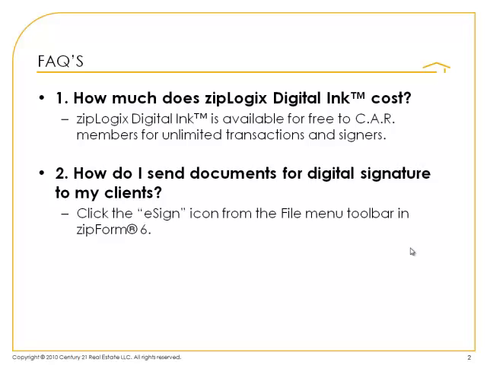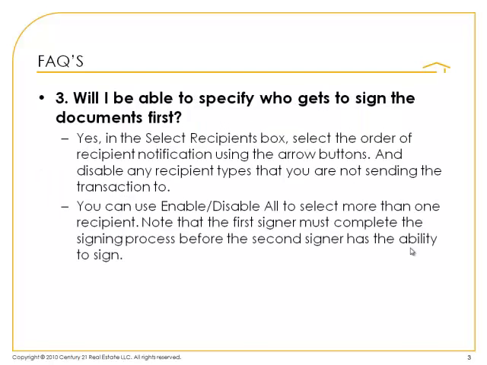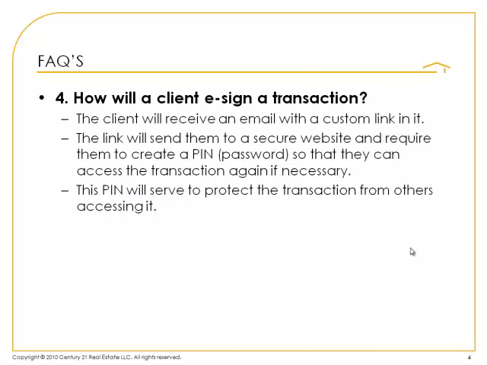How do I send documents for digital signature to my clients? There's an icon in Zip Forms. Everything is done really out of Zip Forms itself, and we're going to go through an example and you'll see it. Can you specify who gets to sign the documents first? Again, we're going to go through an example, but the answer is yes. You're given a list of the different signers, and you can change the order in which people sign. You can add people, disable people, choose which ones are going to sign. We'll talk more about that.